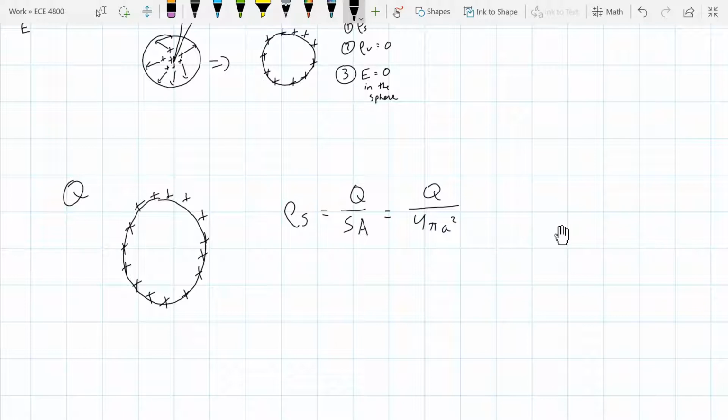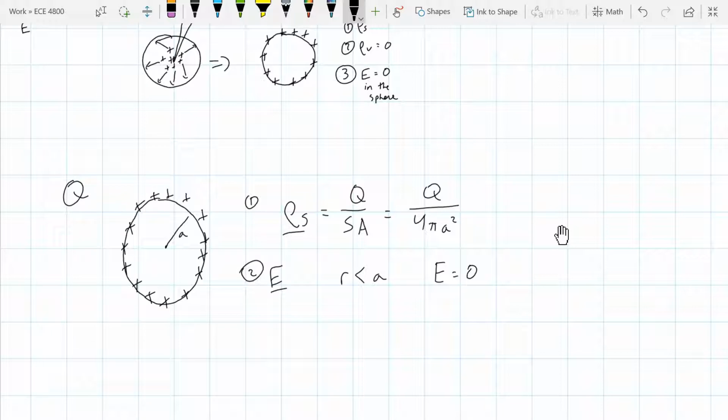All right, so next we're going to find the electric field. So we found the rho sub s. Now we're going to find the electric field. Let's first find the electric field for r is less than a. The electric field is equal to 0 because everywhere inside a conductor, the electric field is 0.